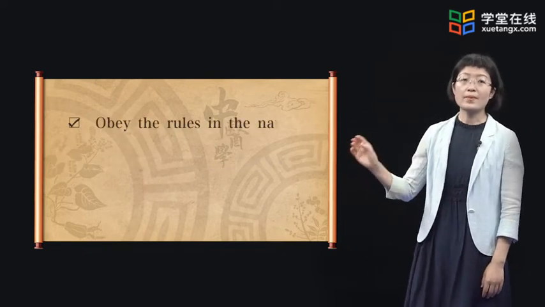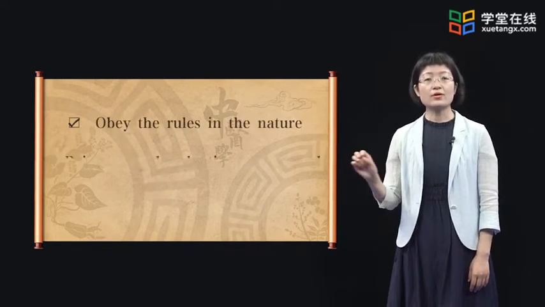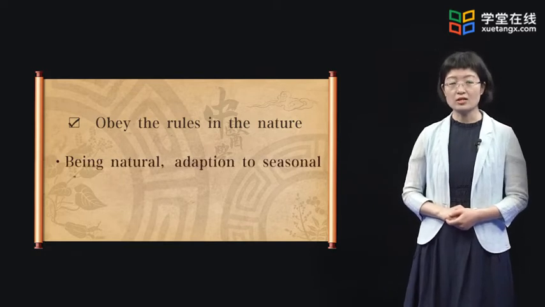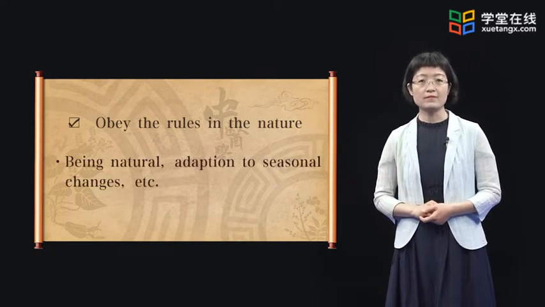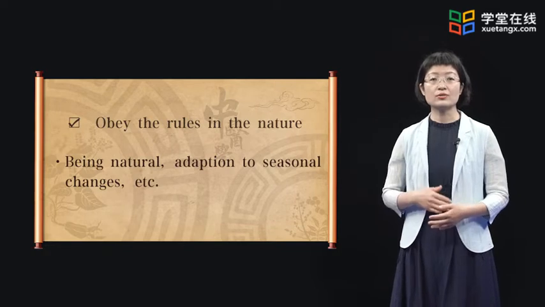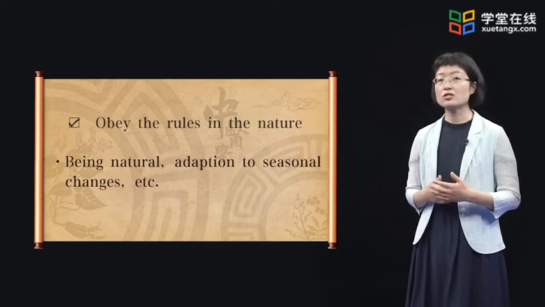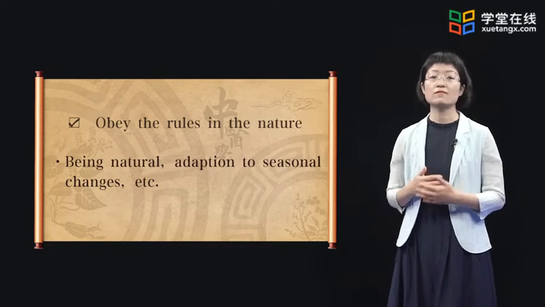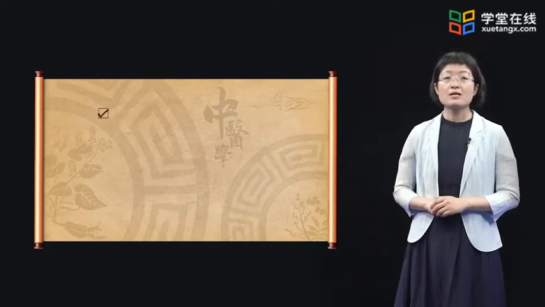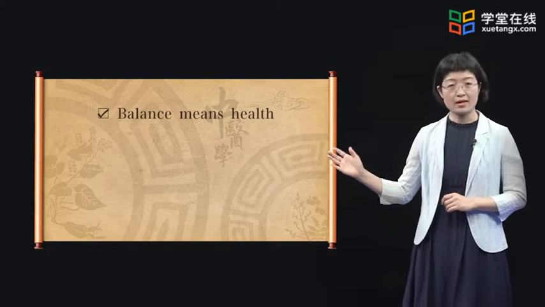Second one, obey the rules of nature. Human beings, as a part of nature, depend on nature to live. So human beings need to adapt themselves to the changes of nature, like the change of seasons or the change of the climate.